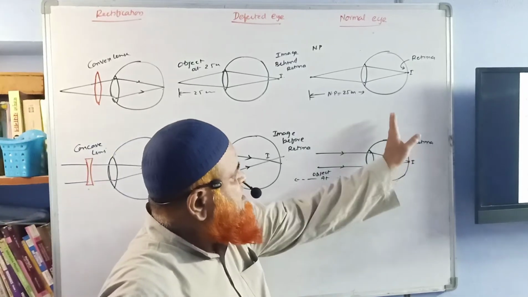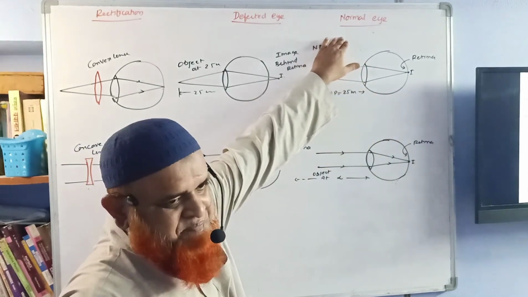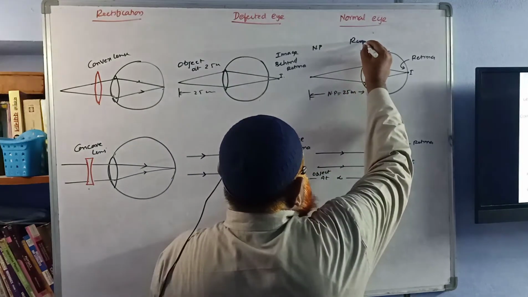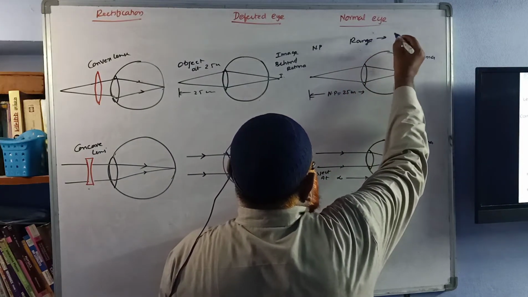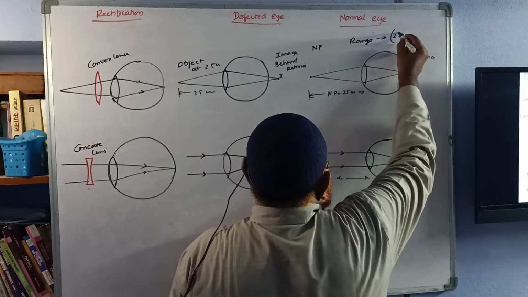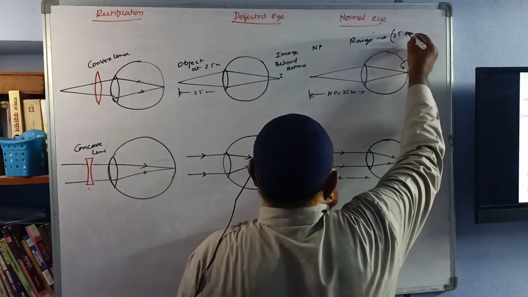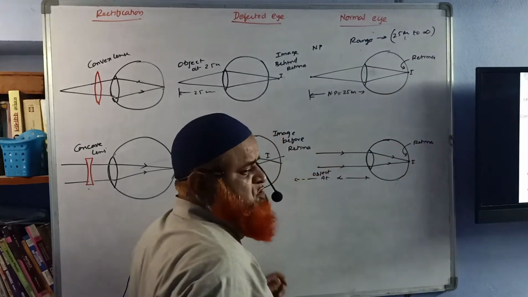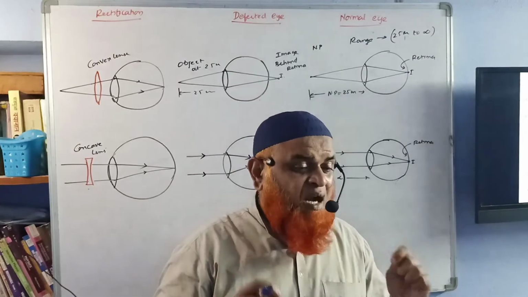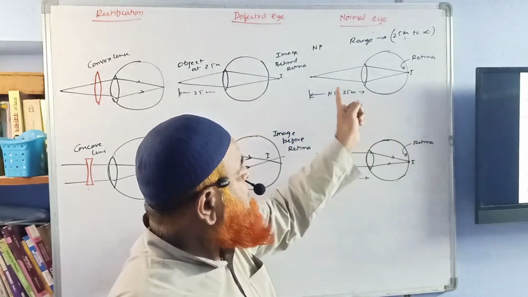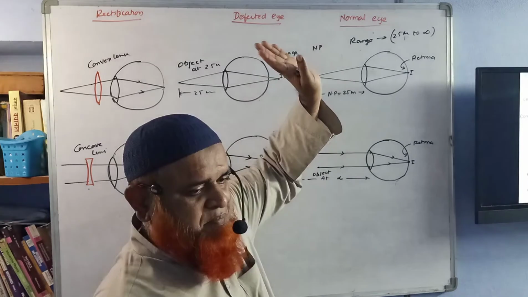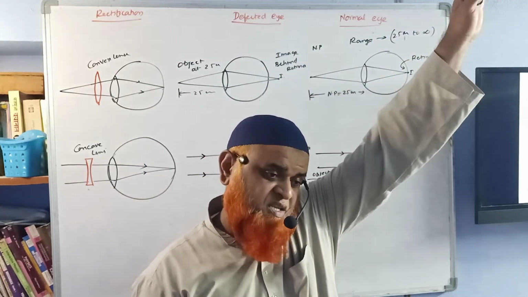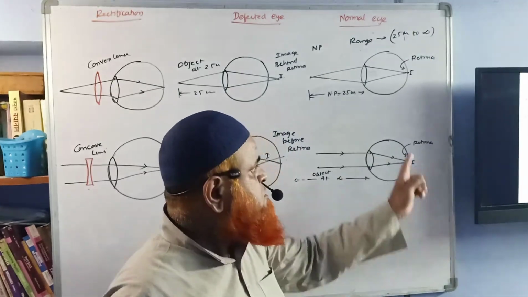Now we shall discuss a normal eye. A normal eye has a range. What is the range of a normal eye? It can see clear objects from 25 centimeters to infinity. Infinity means as far as you can see at maximum. So this is a normal eye.